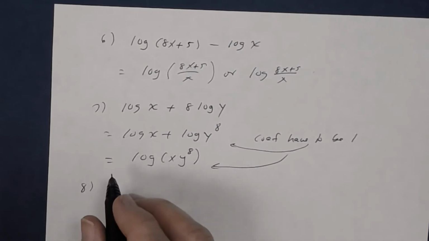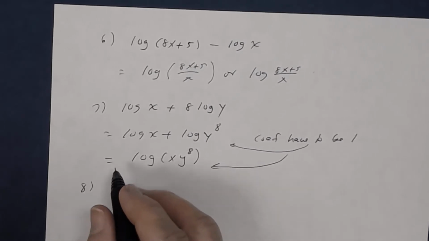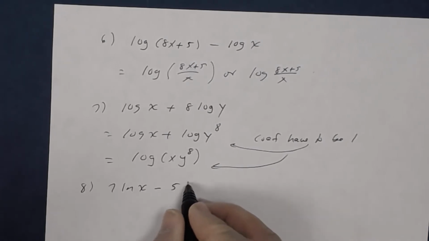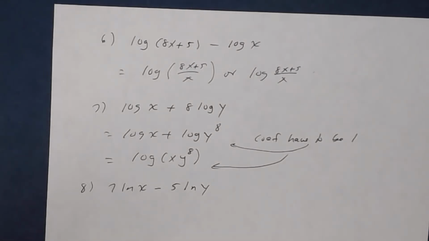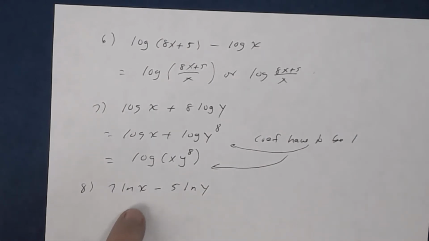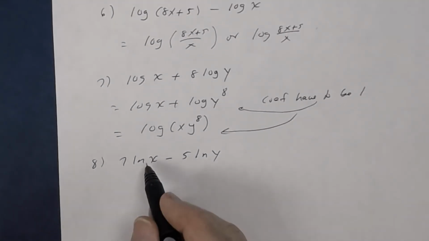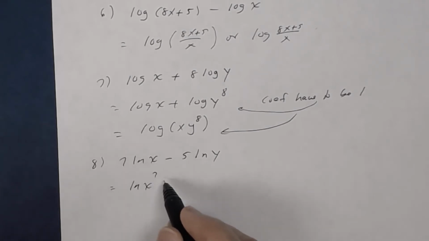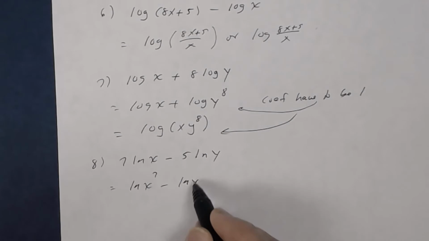So suppose in number 8, I had this. 7 natural log of x minus 5 natural log of y. All right? Okay. So what do you think you can do first? First of all, can I use the quotient rule first? No, why not? Because these coefficients are not 1. So what rule should I use first? The power rule. So let's use the power rule first. So this becomes natural log of x to what power? The 7th. Minus, and this becomes natural log of y to what power?